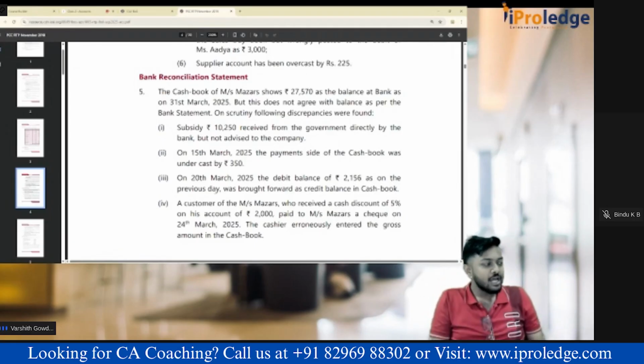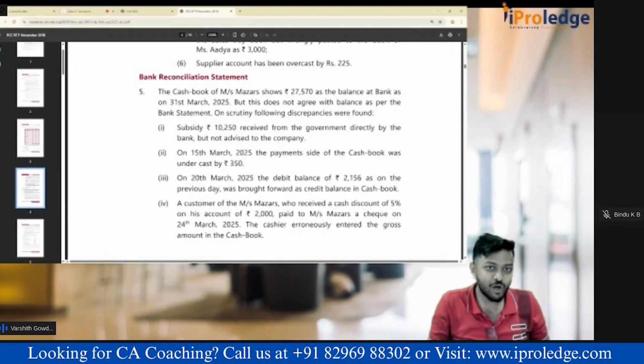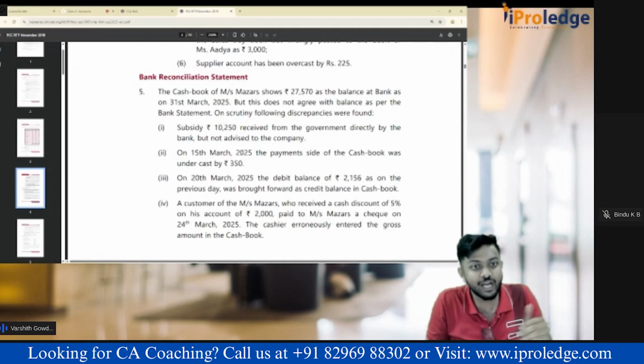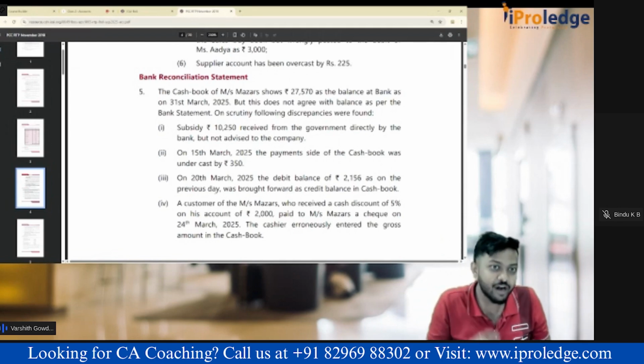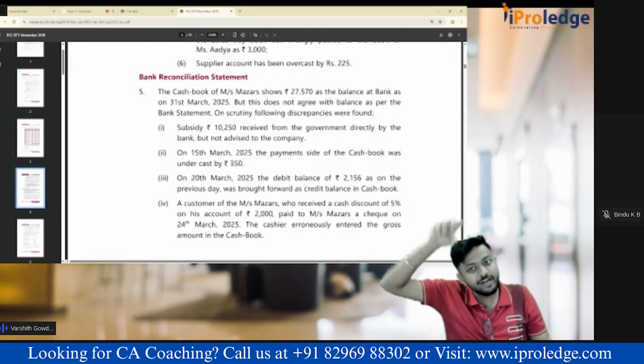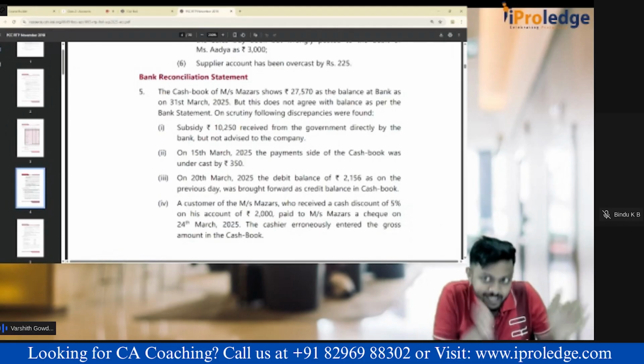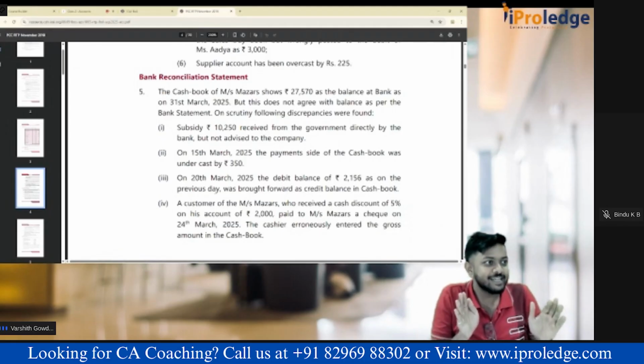Clear? Say suppose I issued a check on April 5th and the money got credited in June. Will there be a difference? Yes. Because when will I do BRS? At the end of April. At that point, what has happened? The check is only issued, but the money has not come. The money has come in June. So a difference will be there. So if it happens within the month, there will be no difference. This is very important to understand.